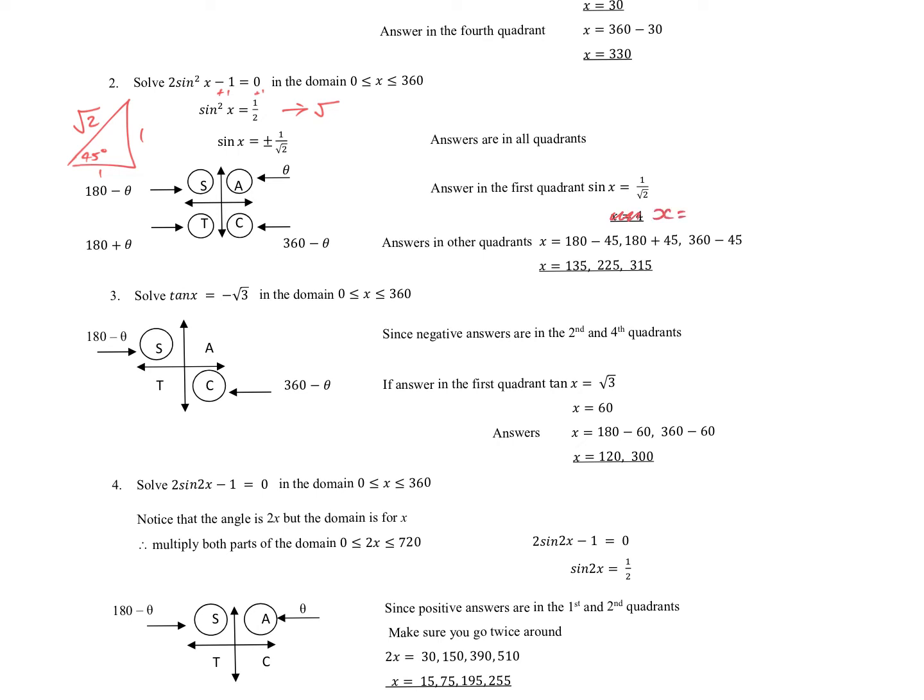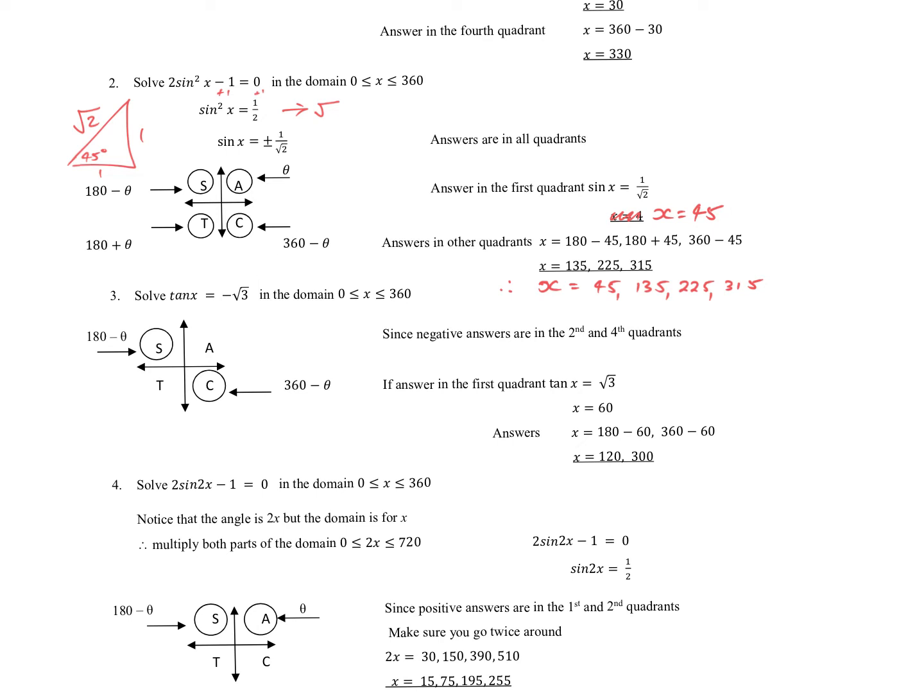So x equals 45. Does your book say 4 or 45? Yeah, it should say 45. So x is equal to 45. Our answers in other quadrants: x is equal to 180 minus 45, 180 plus 45, and then 360 minus 45. They should really here have said, therefore, x equals 45, 135, 225, 315. Sort of list all four of them.